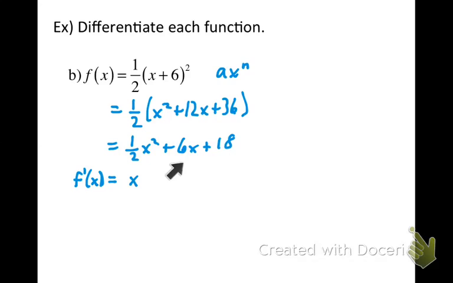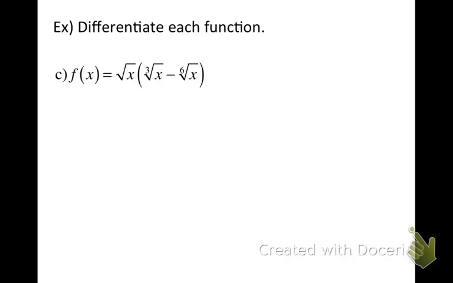And then for the second term, we have an x to the 1st power right there. We'll bring that 1 out, multiply it by the 6. And then we make that x to the 0. And of course, x to the 0 power is really just 1. So that'll remain a constant. Then this constant term, of course, its derivative is going to be 0. So x plus 6 is the derivative for that function.